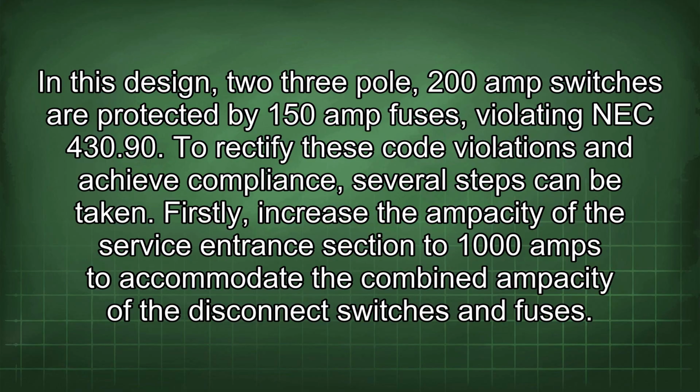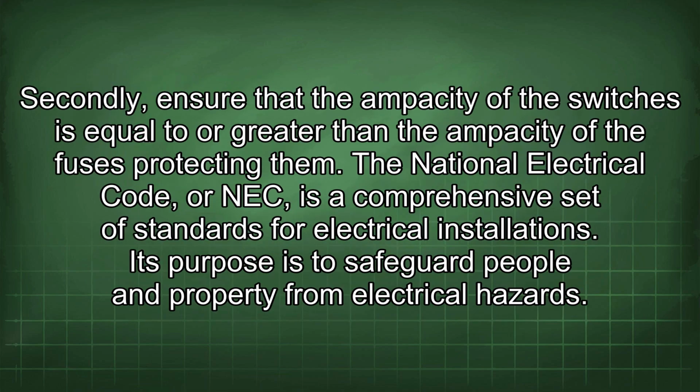To rectify these code violations and achieve compliance, several steps can be taken. Firstly, increase the ampacity of the service entrance section to 1000 amps to accommodate the combined ampacity of the disconnect switches and fuses. Secondly, ensure that the ampacity of the switches is equal to or greater than the ampacity of the fuses protecting them.